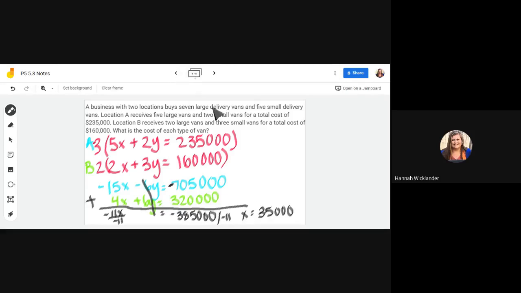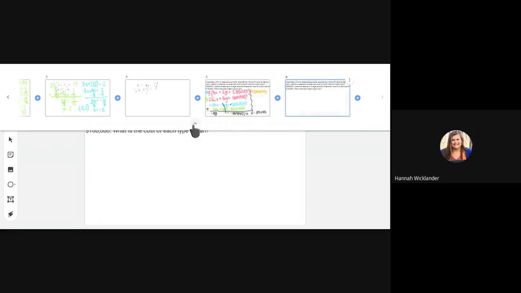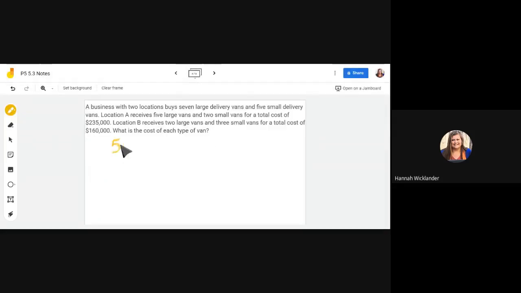Now I'm going to plug that back in and solve for y. So I'm going to do this equation before I multiplied it. So 5 times 35,000 plus 2. Oh, I'm running out of room. I'm going to do a new page. Okay. 5 times 35,000 plus 2y equals 235,000.